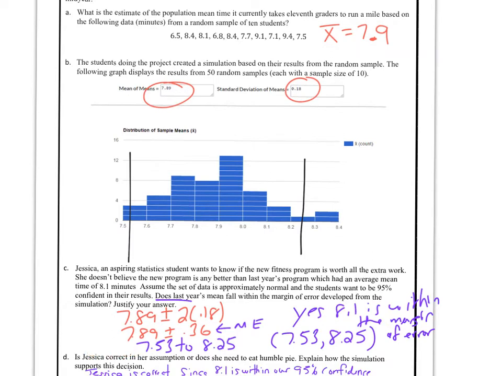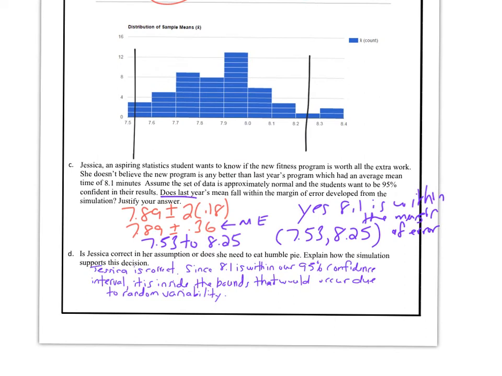We're not proving that it's any different. In fact, we've actually proven that it could still be the same. So she's correct in her assumption since 8.1, okay, is within our 95% confidence interval. It is inside the bounds that would occur due to random variability, meaning it could have been 8.1. It could be exactly the same. It's no better. So she is correct. And that's the idea that we're going to use over and over again. If it falls inside, we're saying it could have been the same.